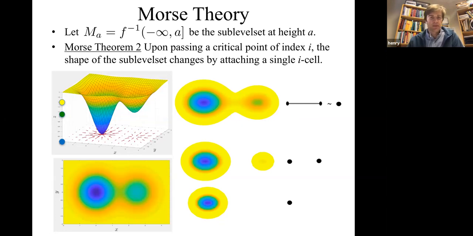Enrique has given a good setup to describe Morse theorem 2. Morse theorem 1 said that between critical points, the shape of the sublevel set didn't change. But furthermore, when you pass a critical point, the shape changes by attaching a single cell of that dimension. So as Enrique swept the sublevel set threshold up, he first passed this critical point of index 0, added a vertex, a 0-dimensional thing. He then passed this next critical point of index 0, added another 0-dimensional cell, and then finally passed this critical point of index 1, adding a 1-dimensional cell, an edge.